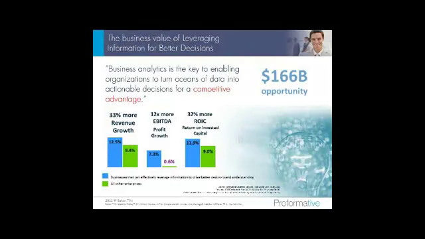Now, we're all finance people here. We like to put numbers associated with things. So what does it actually mean if you can better leverage information in decisions? How does that impact the financial health of the organization?